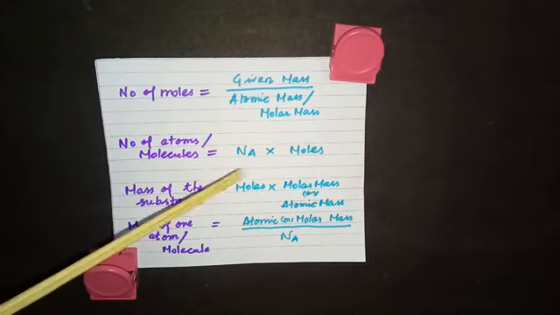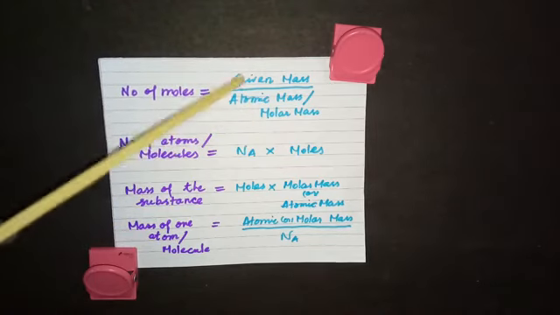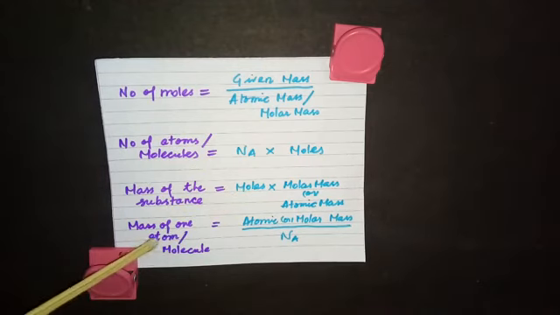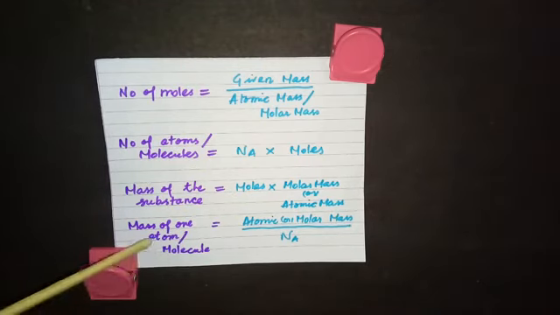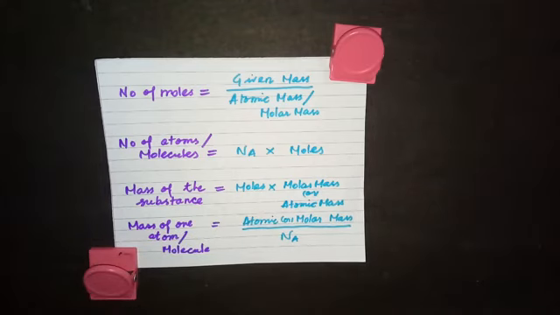the number of moles. If you want to know the mass of the substance, which means the given mass, then multiply moles with the atomic mass or with the molar mass. And if you want to find out the mass of one atom or molecule, you have to divide the atomic or molar mass by the Avogadro's number. And now we are going to see the relationship between mole and volume.